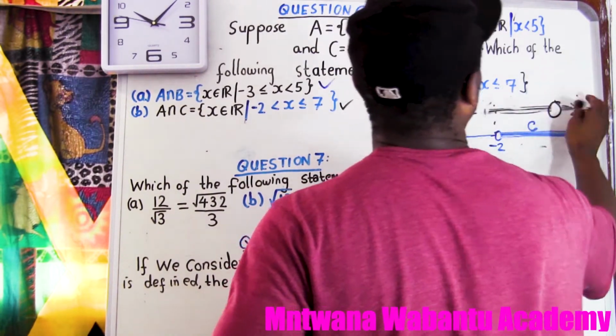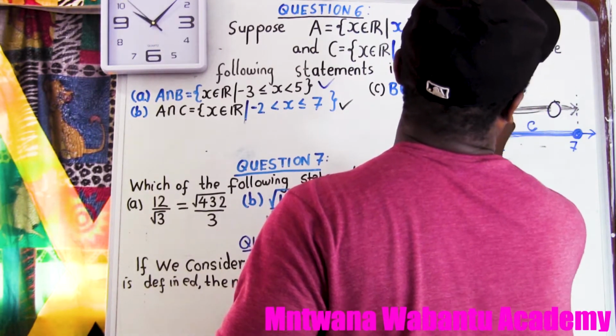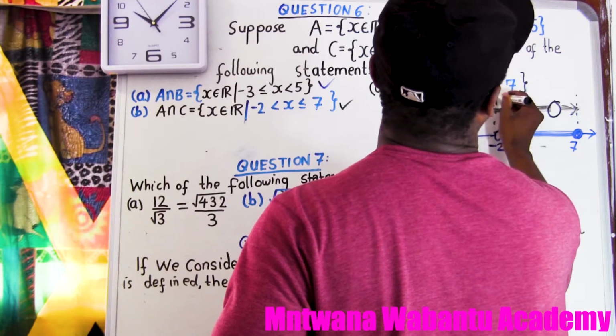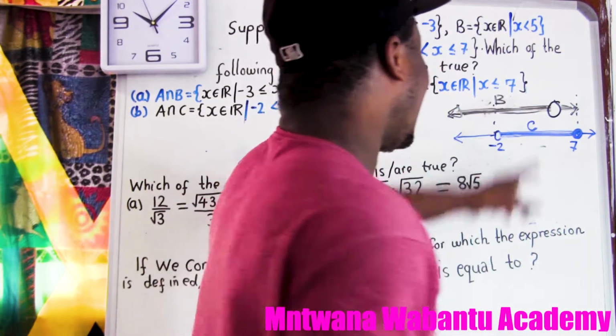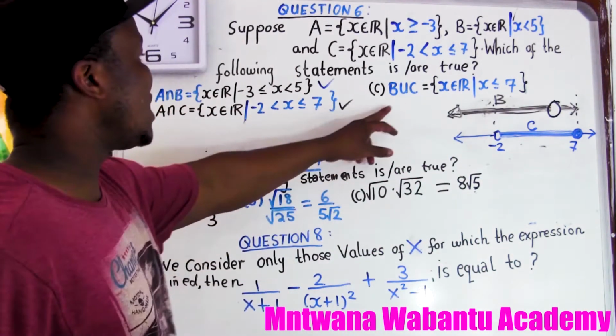But excluding, right? Okay, so we can just say like this. I hope it makes sense. This is B, because B is x less than 5, excluding. C is less than 5, excluding. So now what do we want? We want to get B union C.